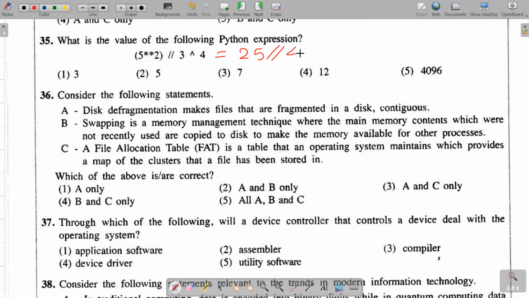Floor divide by 3 XOR 4. Then 25 floor divide 3. That means when you floor divide, it's only the quotient that comes, not the remainder. So 8 XOR 4. And XOR operation happens on the binary values. So 8 means 1 and 3 zeros. 4 means 0 1 0 0. So may I take XOR operation?